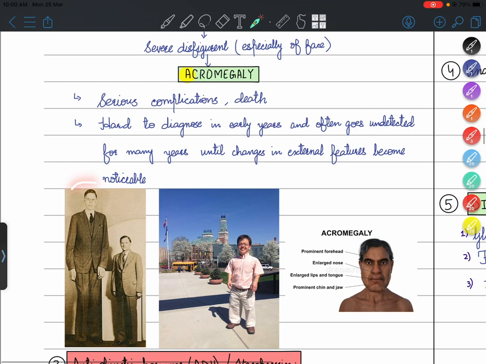Here is a person suffering from gigantism. This one is suffering from pituitary dwarfism, and this is the case of acromegaly. Severe facial disfigurement you can notice here.